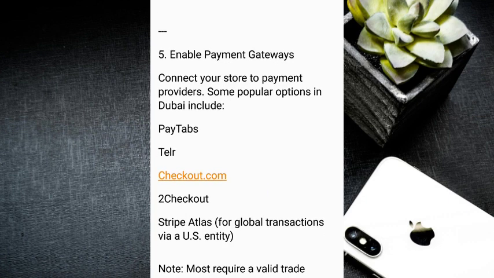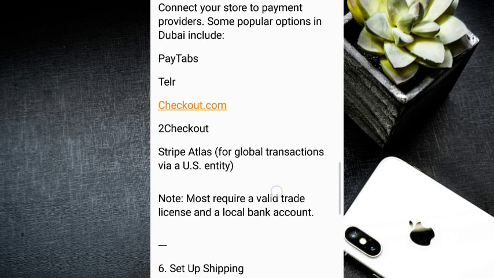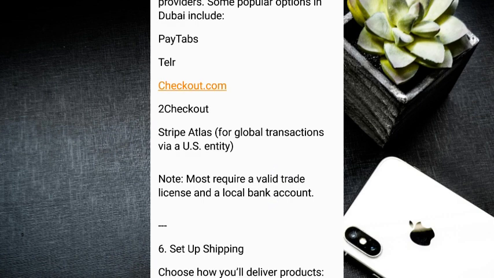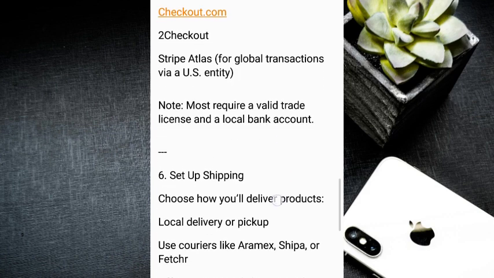Connect your store to payment providers. Some popular options in Dubai include PayTabs, Telr, Checkout.com, and Stripe Atlas for global transactions through a US entity. Note: most require a valid trade license and a local bank account.